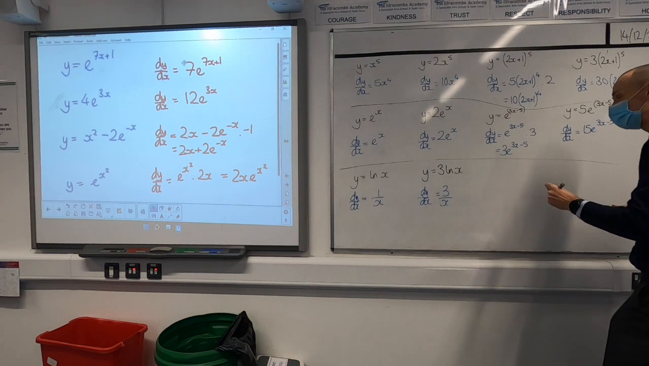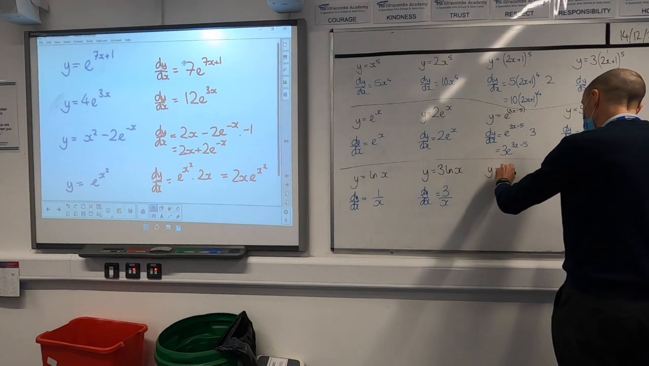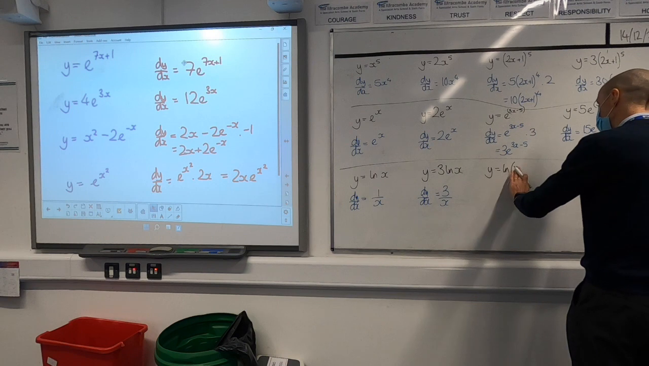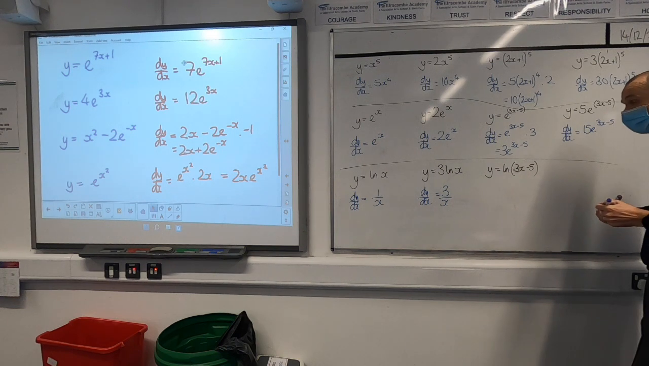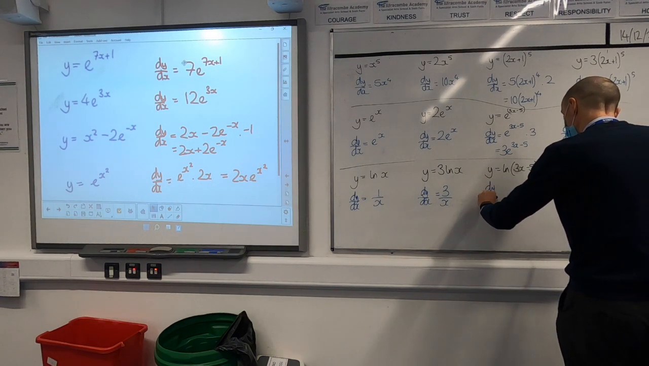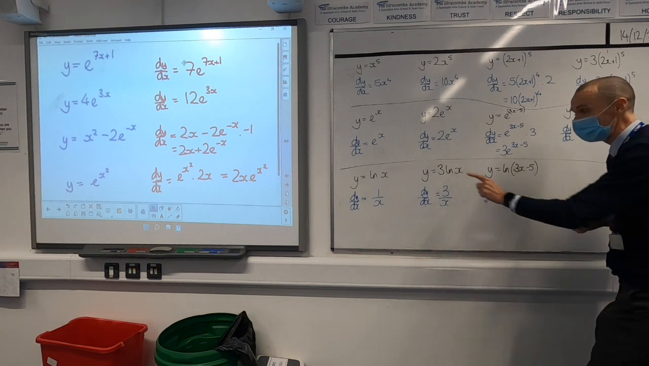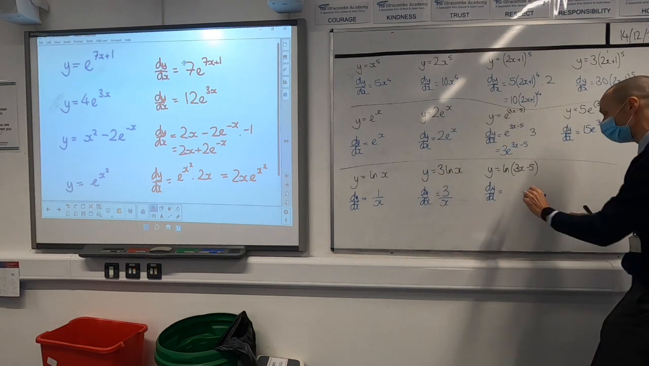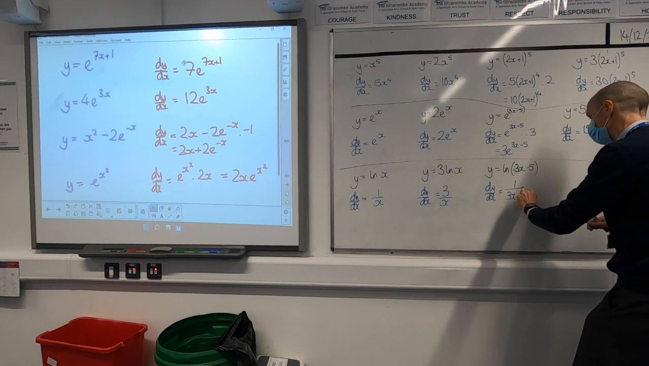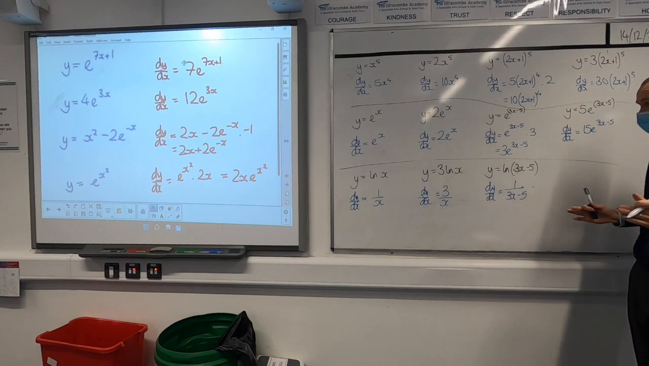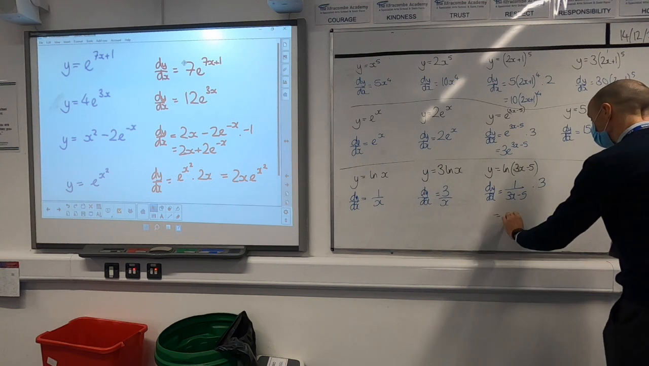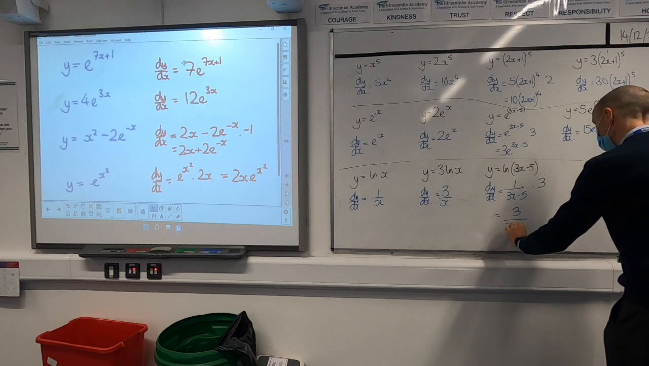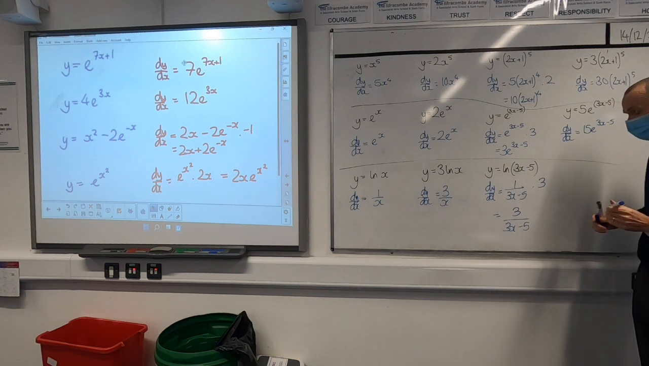And what if it's something a bit more complicated than just ln of x? What if it's the ln of 3x minus 5, for example? We use the chain rule. dy by dx is 1 over, well, when it's ln of x, it's 1 over x. So in this case, it's 1 over 3x minus 5 multiplied by, surprise, surprise, what you get when you differentiate that, which is just 3. So that gives you 3 over 3x minus 5.